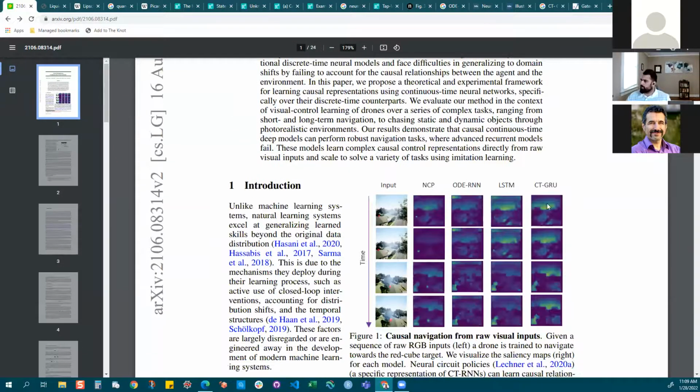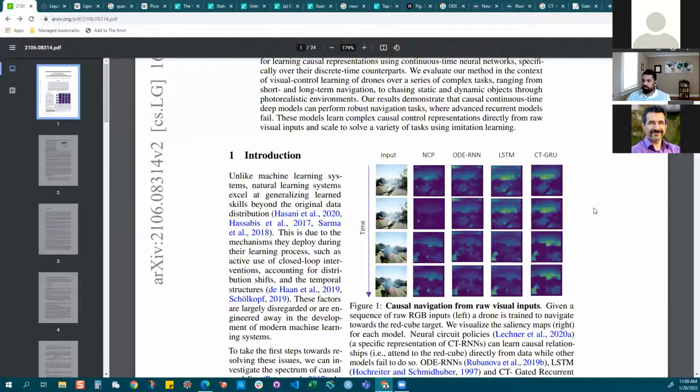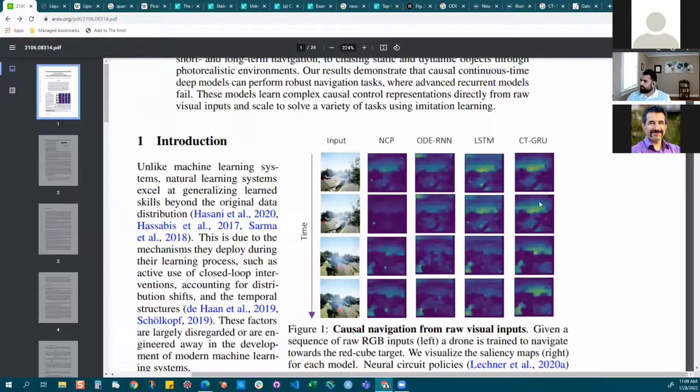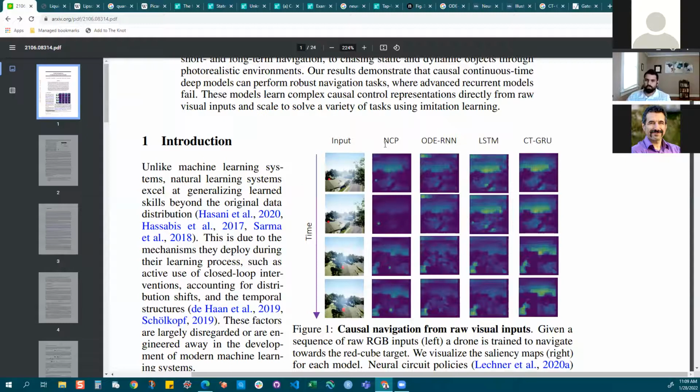So basically, they are proposing a new method called neural circuit policy. This method is, as I said, employed in drones to track and identify objects, but it is using causal inference, continuous time causal inference, and this method has performed much better than other neural networks that are out there, and it is basically some sort of state of the art.